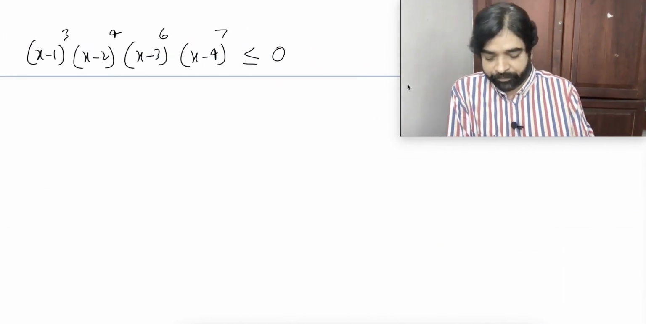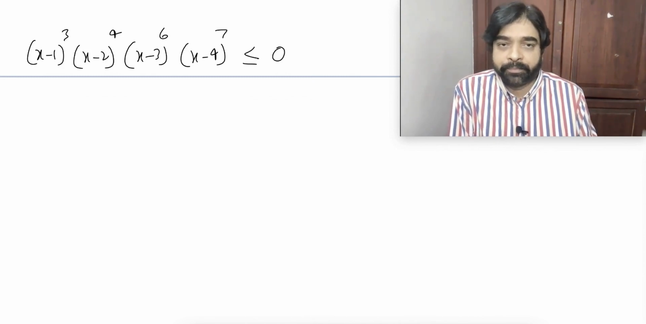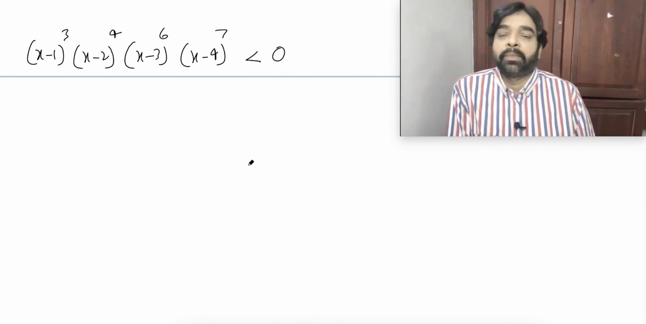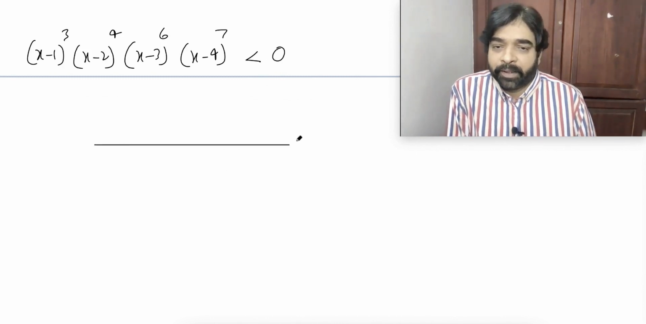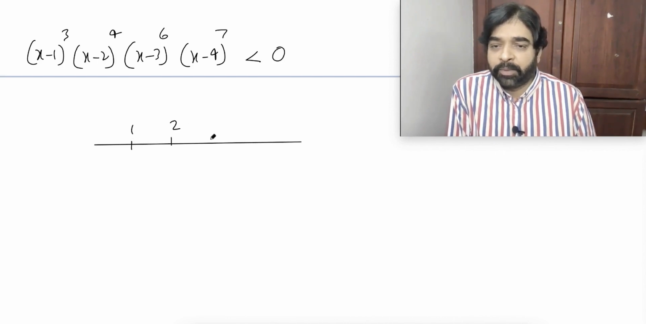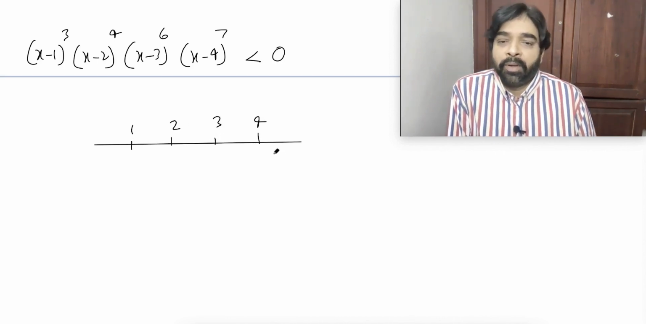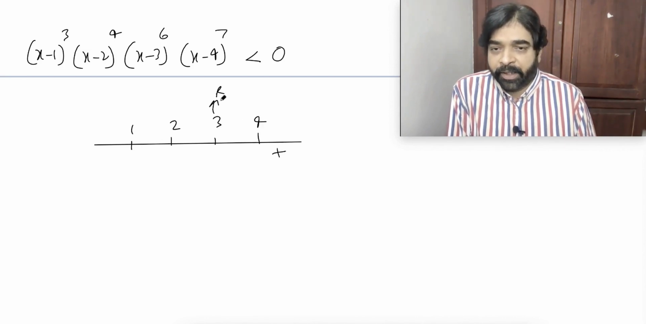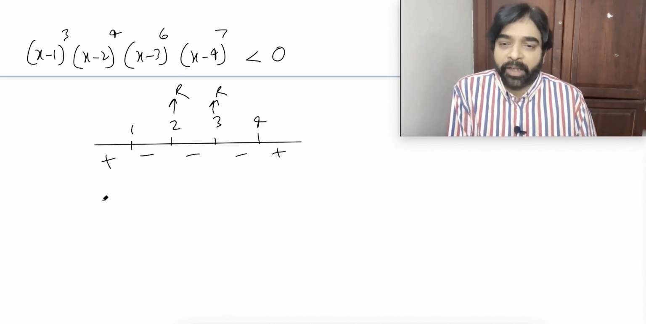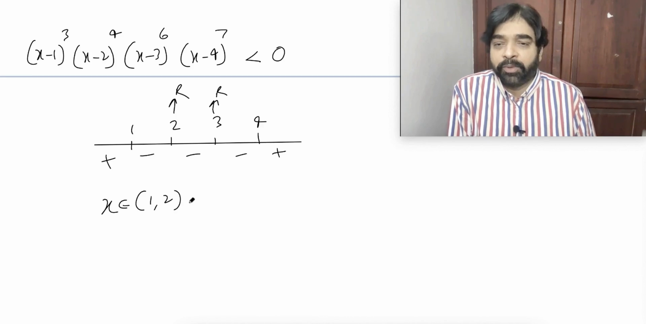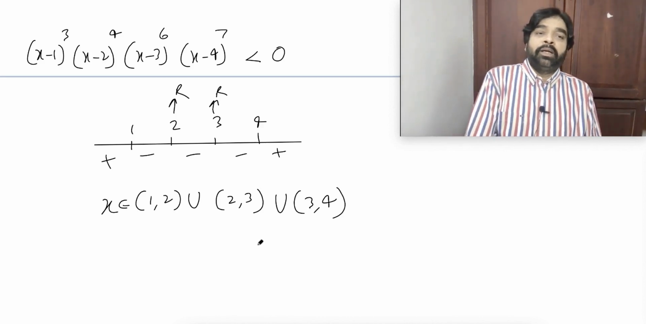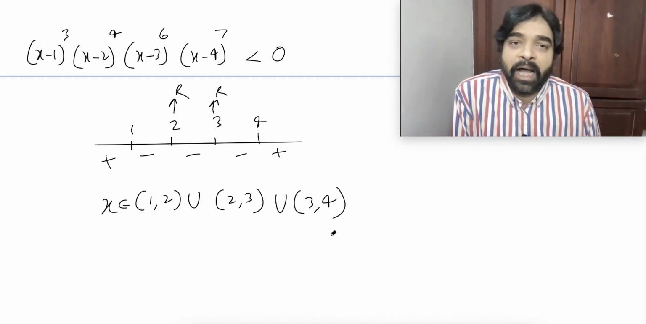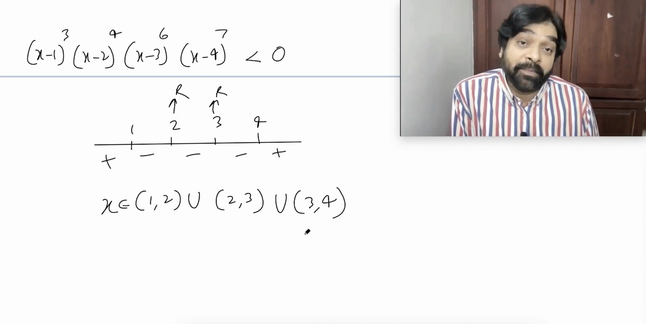But this time, only less than 0. What will come? Critical points 1, 2, 3, 4. Repeated: negative, positive. We want negative. So x is an element of (1,2) union (2,3) union (3,4). Nothing has to be included separately. So we'll say this is the answer. This answer we can write some other way.